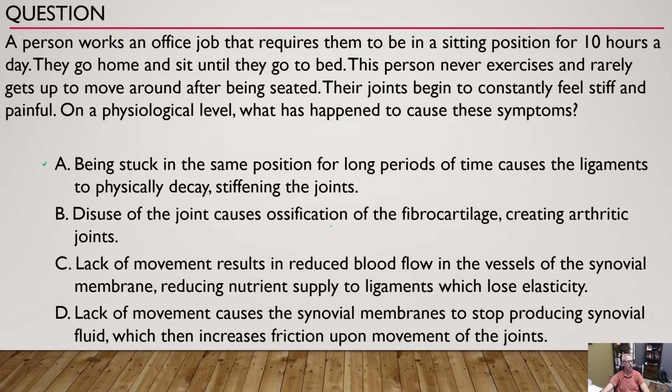Disuse of the joints causes ossification of the fibrocartilage, creating arthritic joints. By about age 25, your joints are already ossified. So no, our joints are already ossified, so they can't ossify anymore. Lack of movement results in reduced blood flow in the vessels of the synovial membrane, reducing nutrient supply to the ligaments, which loses elasticity. That sounds like a good answer. We'll keep that one for now.